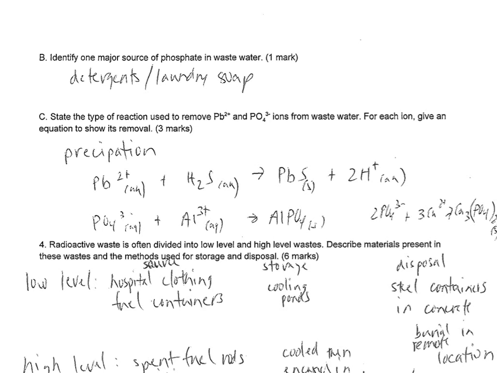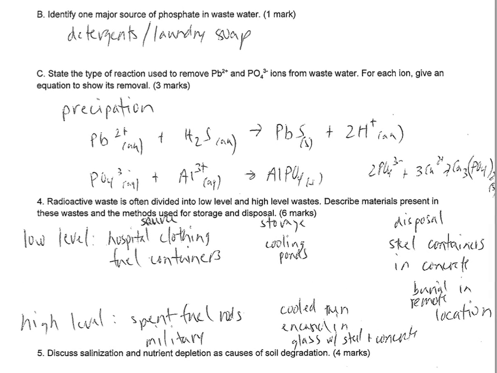Identify one major source of phosphate in wastewater. The big contributor is detergents or laundry soap. State the type of reaction used to remove lead and phosphate ions from wastewater. They're both used with precipitation because the ions are free, so you need to find an insoluble precipitate that you can get to form from it.